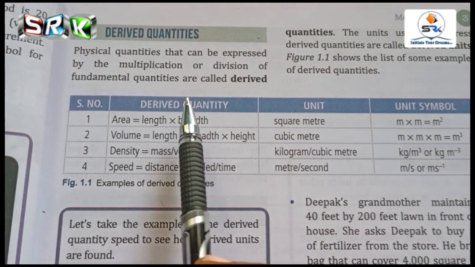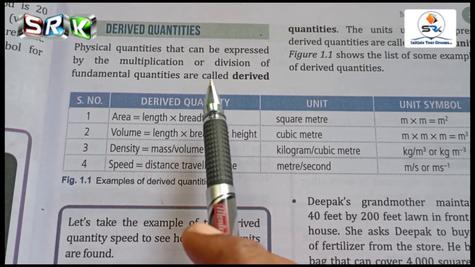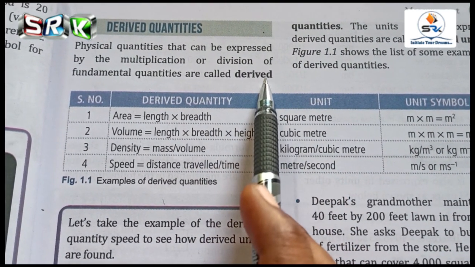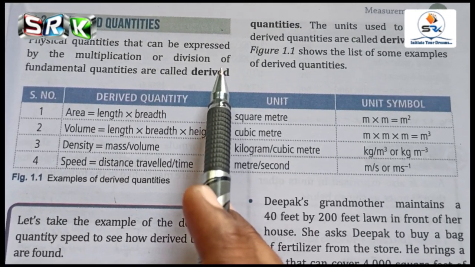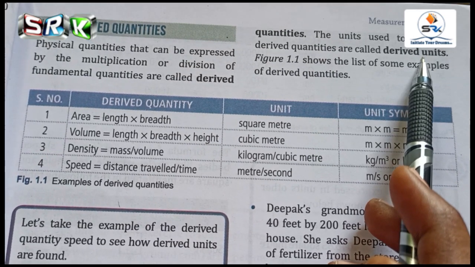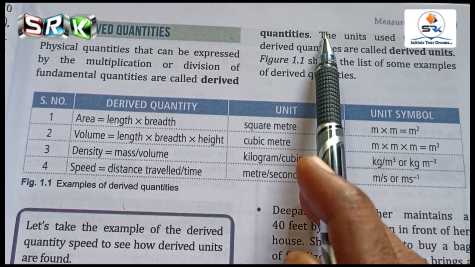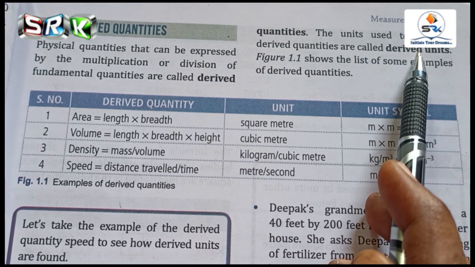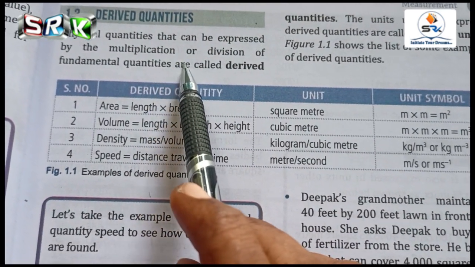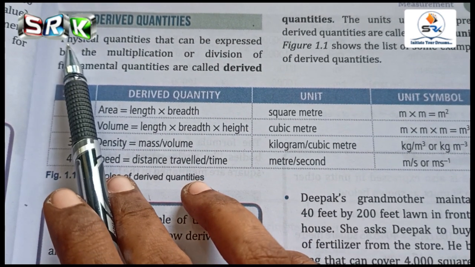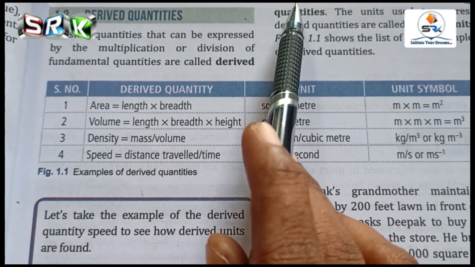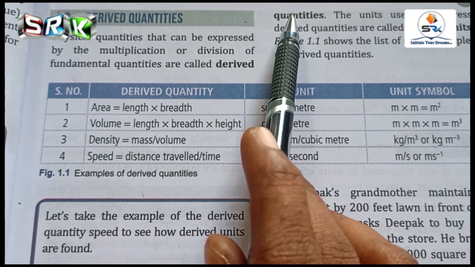So students, today your homework is: what are called derived quantities? And the next question is: what are called derived units? For the second question you have to write the answer from this one to this one. That is enough. Likewise for the first one, what are called derived quantities, you have to start from this one to this one.